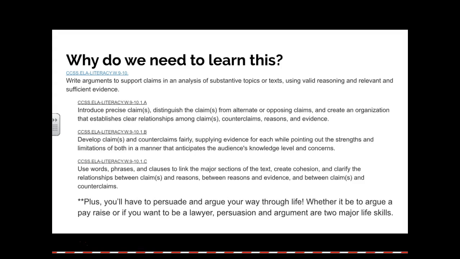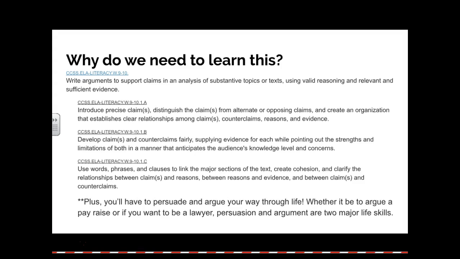Words, phrases, and clauses to link the major sections of the text create cohesion. That uses words like "some people might say" or "a counter-argument could be," things like that, okay? These are standards that as juniors you will be tested on by the state. So next year, you will have to write an essay clarifying that you know how to do this. Does that make sense? Okay.